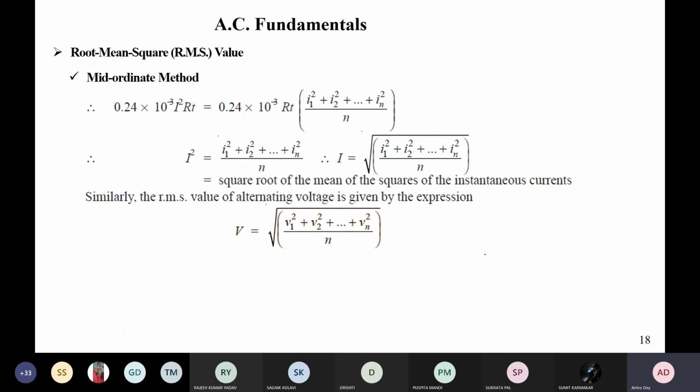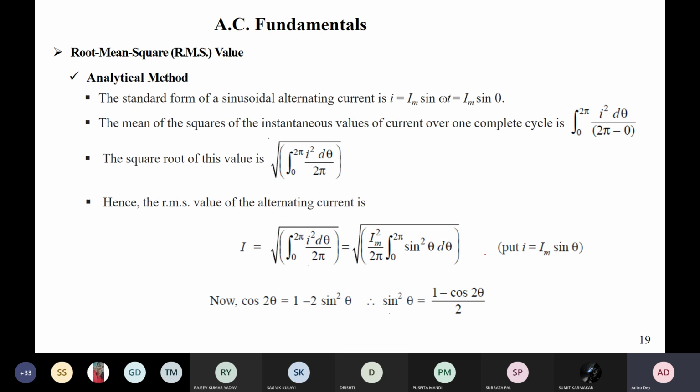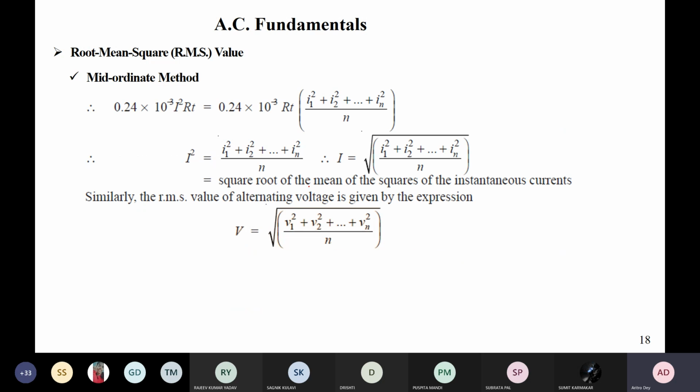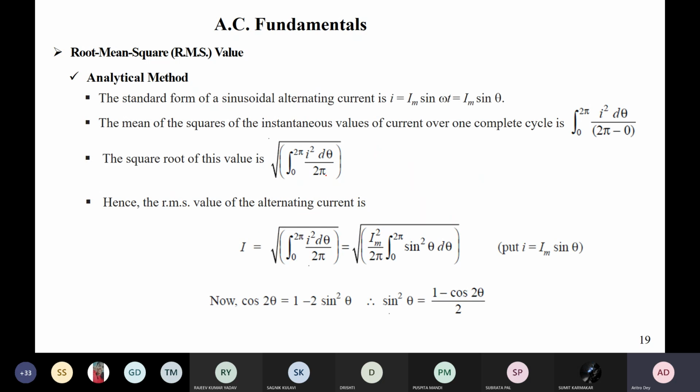Same thing is applied for the voltage because I square RT we can write as V square by R. So in that way also we can arrive at the same relation. Analytical method is what? Integrating it. So what we do, we just take the square root of this because already we have seen we are arriving here. Instead of adding them, we are just integrating from 0 to 2 pi for one complete cycle, 0 to 2 pi I square into d theta divided by 2 pi, because we need to average it like this.